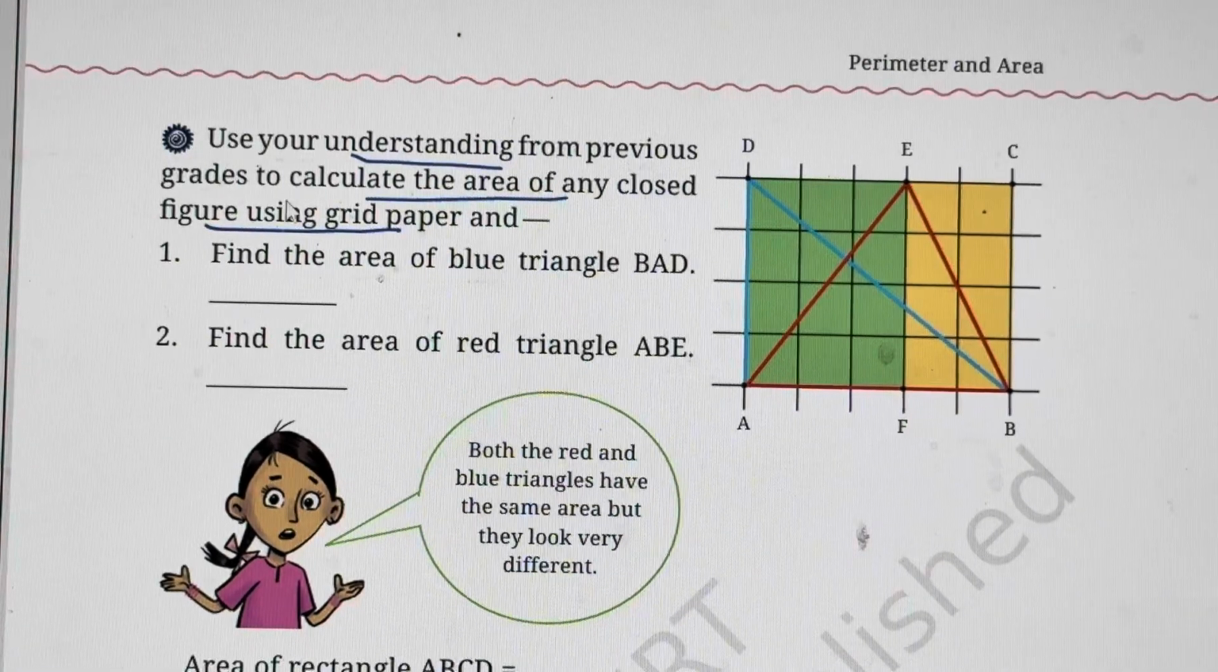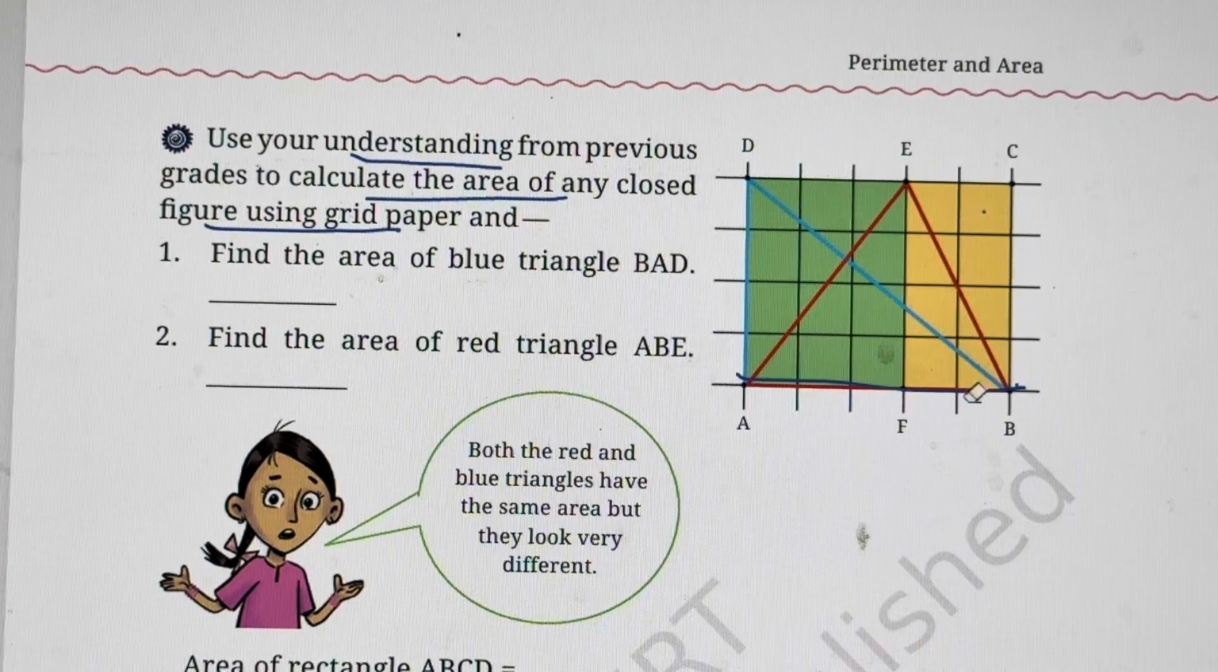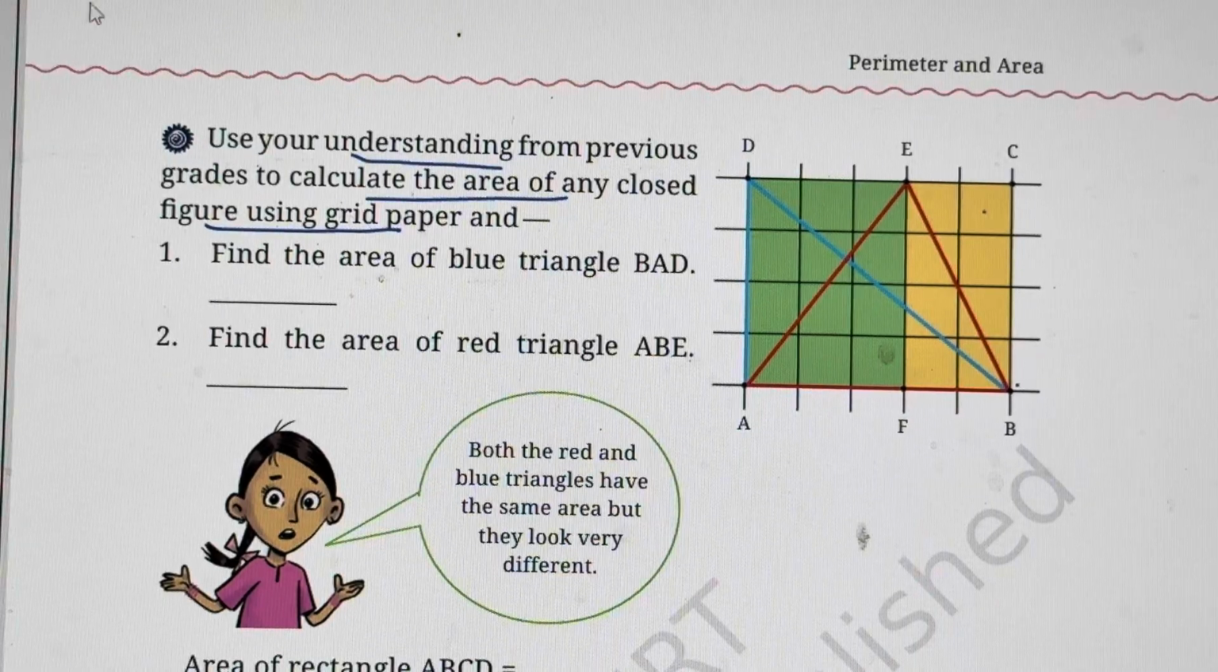Now they have asked us to find out the area of the blue triangle, that is BAD. Can you see this triangle? BAD. Okay. Now how to find out the area of this blue triangle? We just understood that the area of a triangle is half of the rectangle. So what do we do? We consider this as a diagonal of a rectangle.